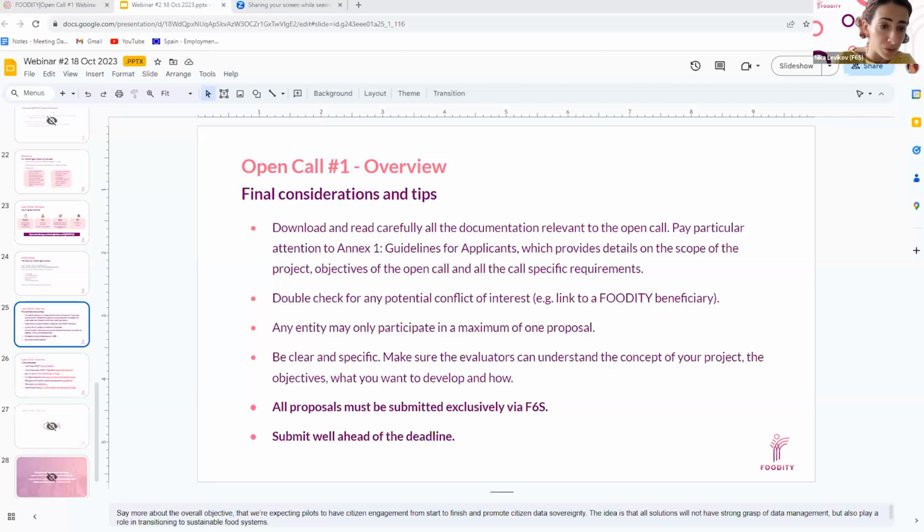Can we have in the proposal associated partners with no budgets? I don't believe so. I would say in this case, they're considered stakeholders. Are you sharing these slides? Yes. There will be a recording available.